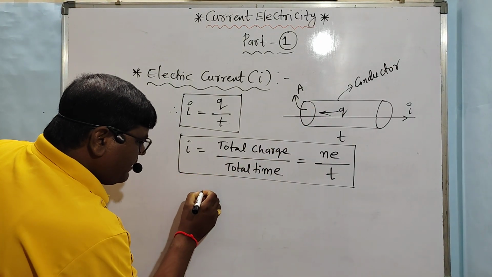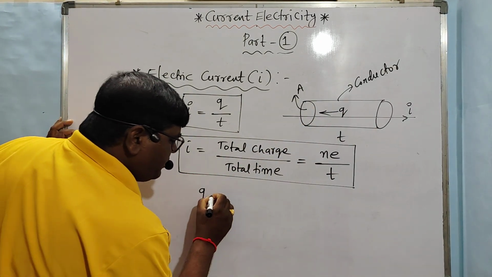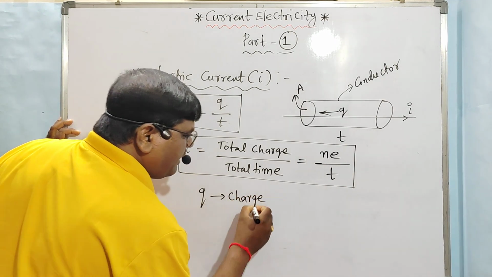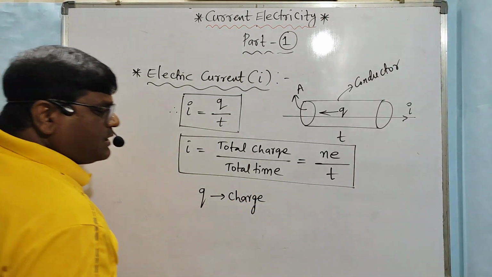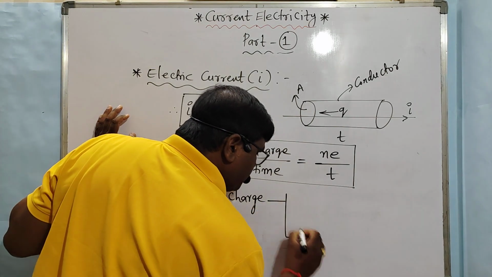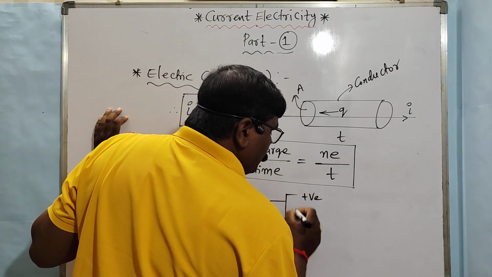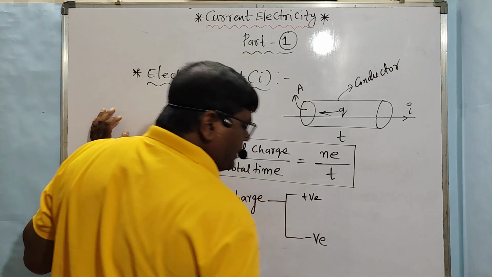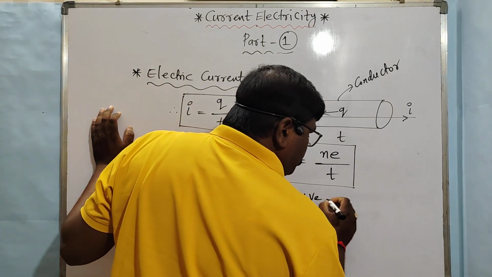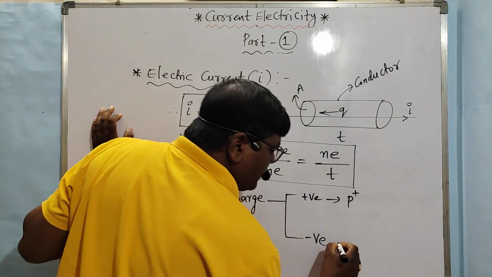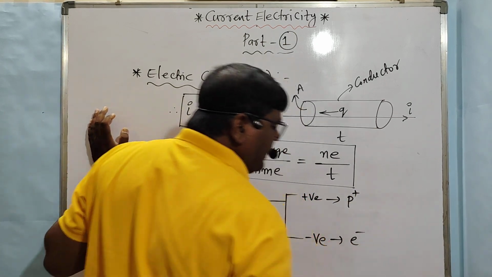Charge, we can say. Q is nothing but charge. Generally, charges are of two types: positive charge and negative charge. Positive charge is nothing but protons, and negative charge is nothing but electrons.